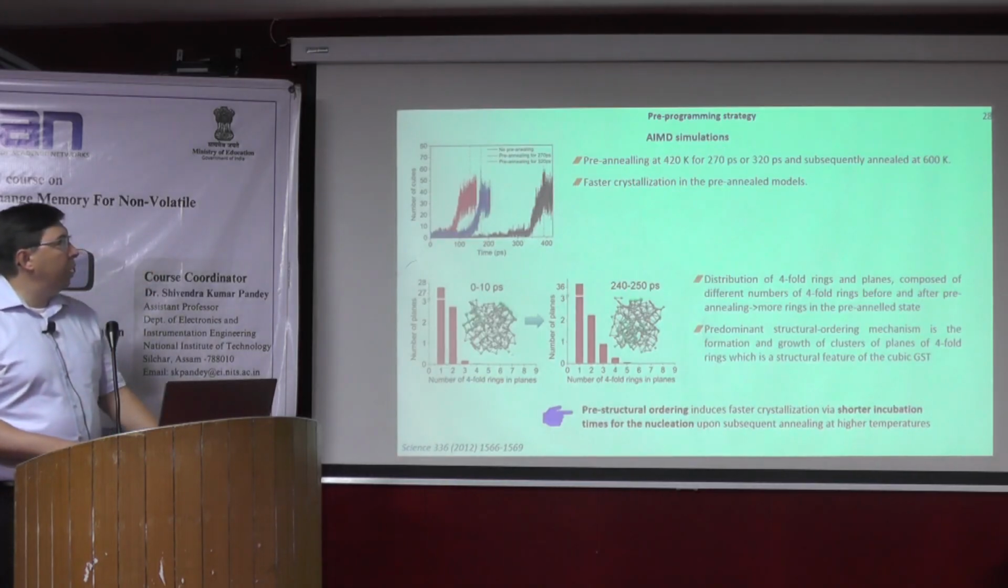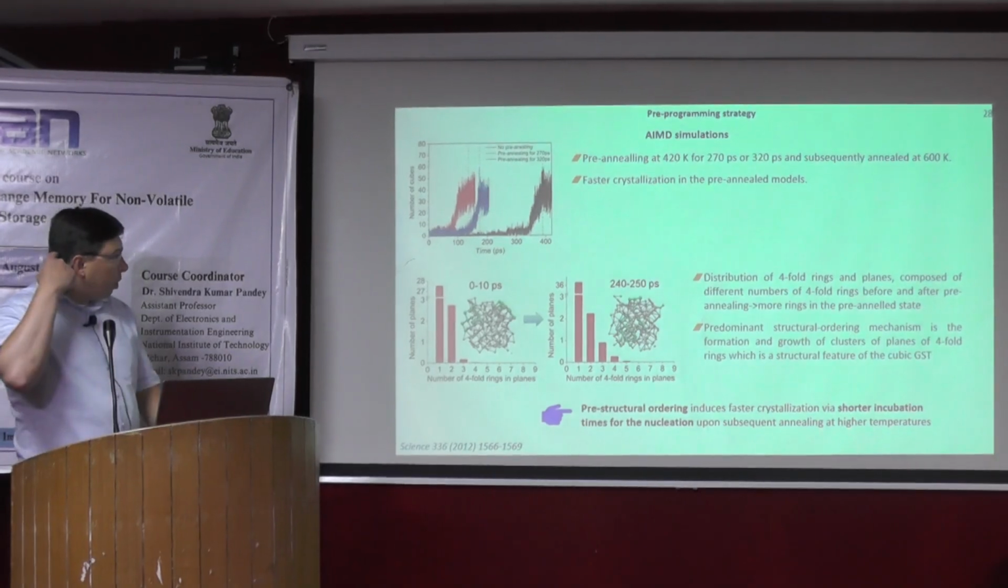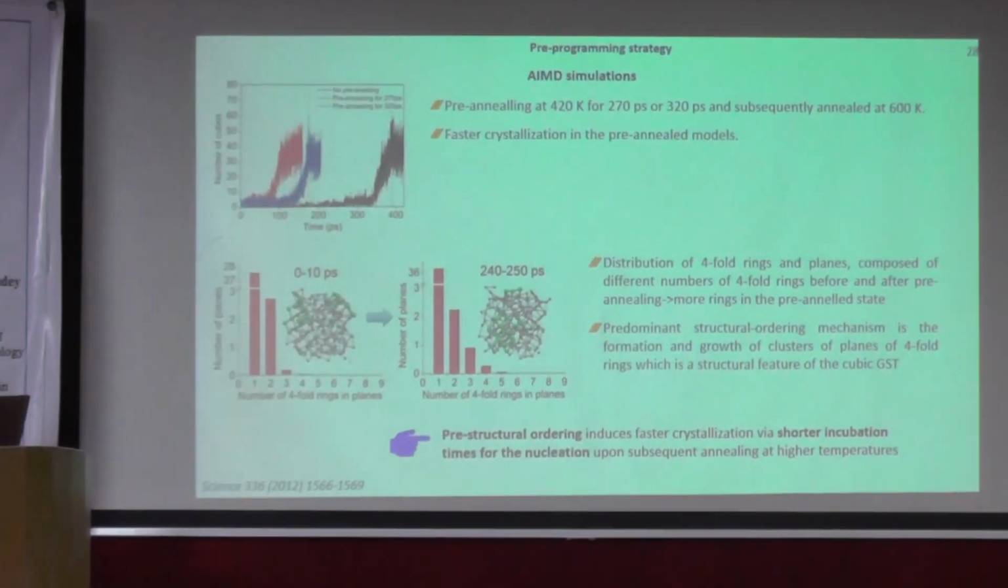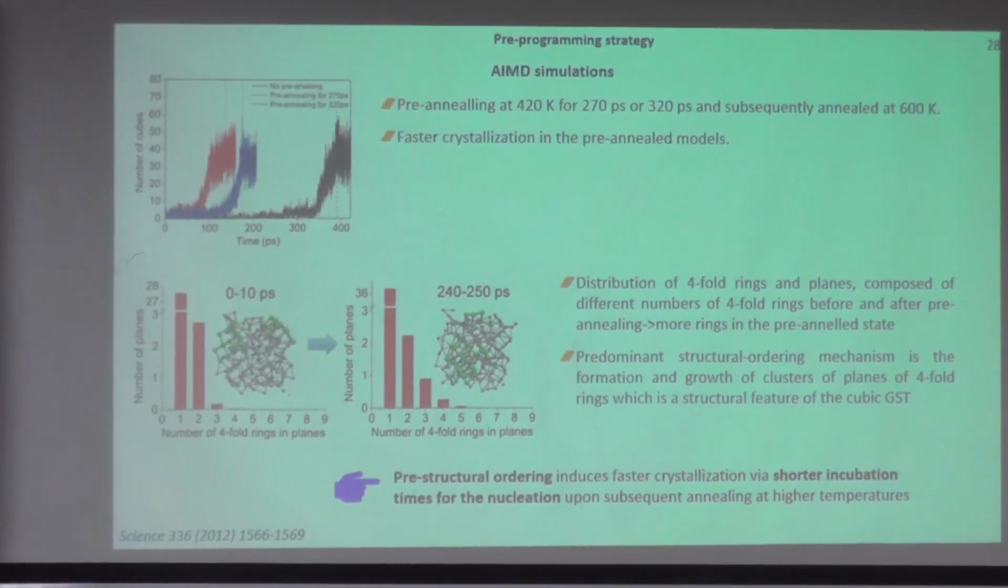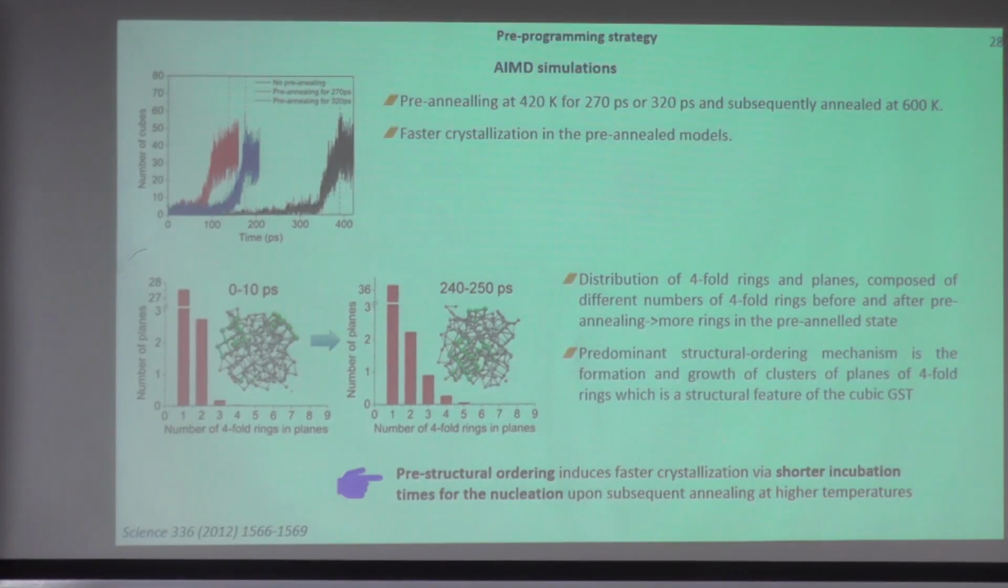Also here are some AMD simulations on the pre-annealing and crystallization of phase change material. Here it shows that one can obtain faster crystallization of the material if we do pre-annealing, like if we make some nucleus before the full crystallization of the material. And this is also connected to the local structure of the amorphous phase.